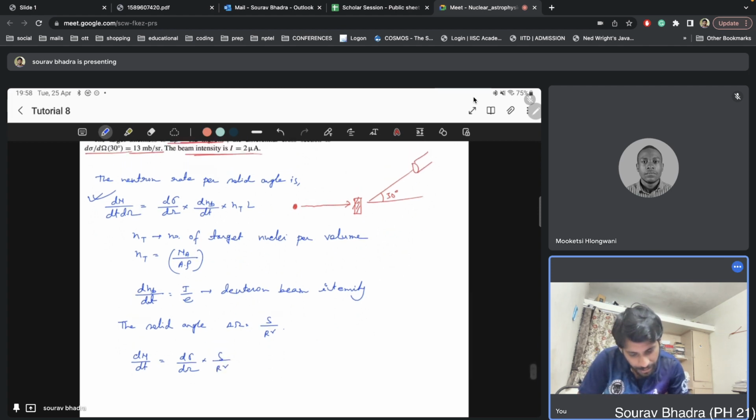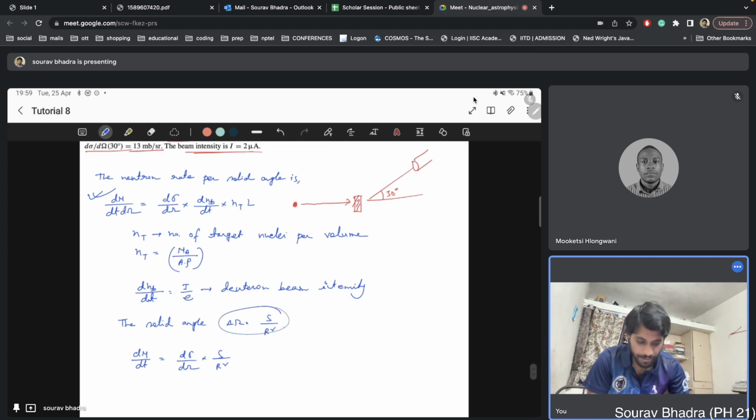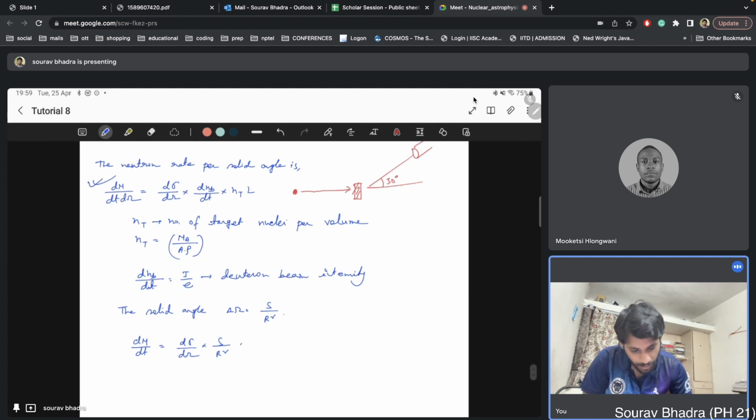So you can see that here I have written dN/dt dΩ, but here I am writing dN/dt because I have taken the dΩ to the other side of the equals sign, and I have written it as S by R square. And all the other things are there, N_A by A into rho L.